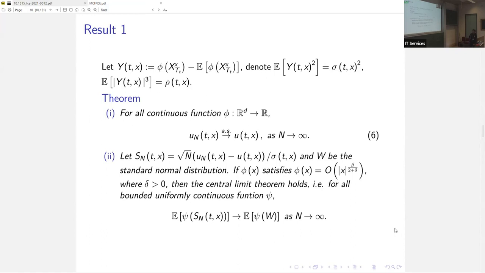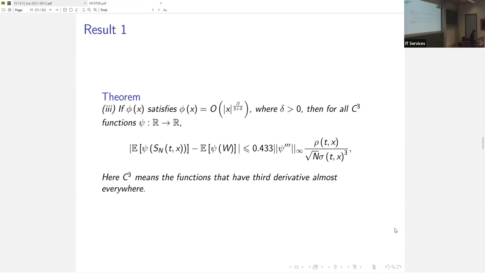Okay, this is the strong law of large numbers. And theorem 2: if phi satisfies this growth order, then the central limit theorem holds. This in fact is the standard central limit theorem, so we only need to show that the second moment of phi of X is finite. And theorem 3: if phi satisfies this, then we have an upper bound of this error. This is a variant version of the Berry-Esseen bound.